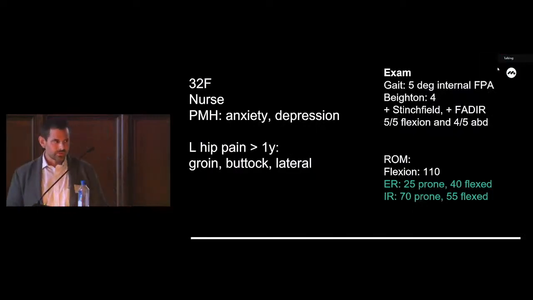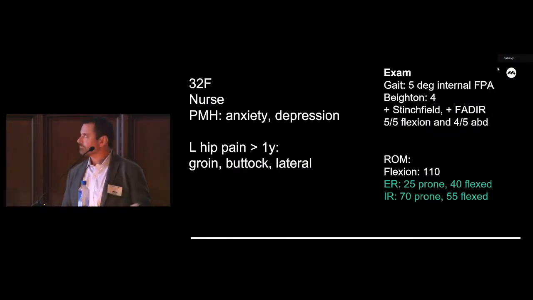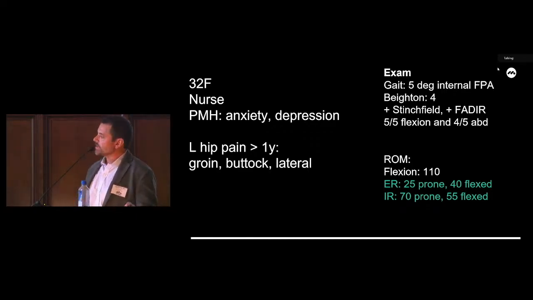Third case is also a 32-year-old female who's a nurse. She has a past medical history of anxiety and depression. She has had hip pain for over a year. It's diffuse in nature. On gait examination, she does have an internal foot progression angle of roughly 5 degrees on both sides. She's not ligamentously lax. Provocative tests and strength exam is listed there. And really, I think the most striking thing, shown in green, is that she has tons of internal rotation.